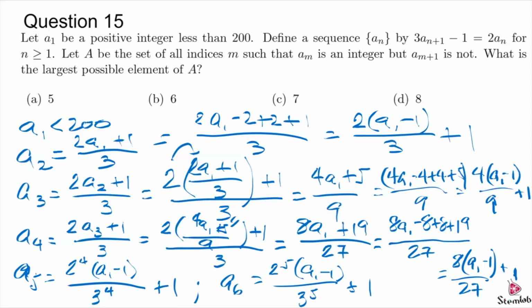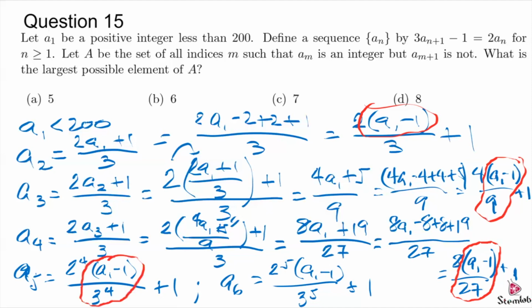Okay, so if a sub 1 is an integer, then for a sub 2 to be an integer, a sub 1 minus 1 has to be divisible by 3, because 2 is not divisible by 3, right? And then for a sub 3 to be an integer, a sub 1 minus 1 has to be divisible by 9. For a sub 4 to be an integer, a sub 1 minus 1 over 27 has to be divisible by 9. And for a sub 5, it has to be divisible by 81.